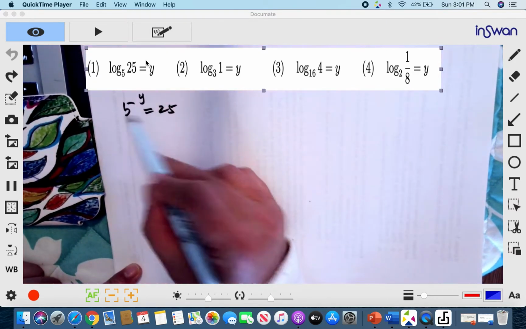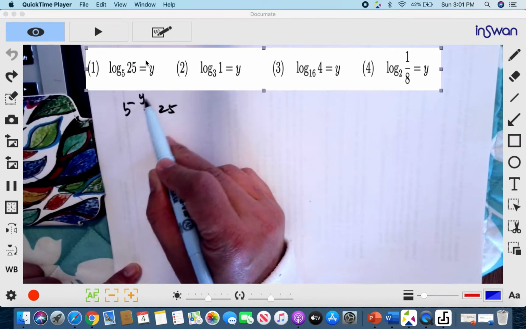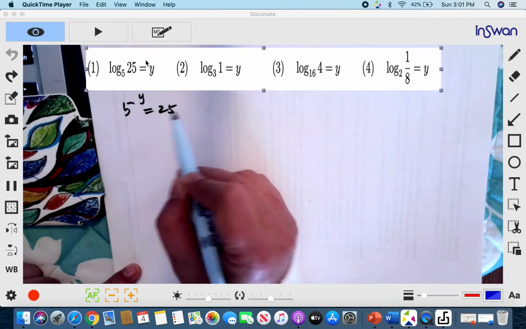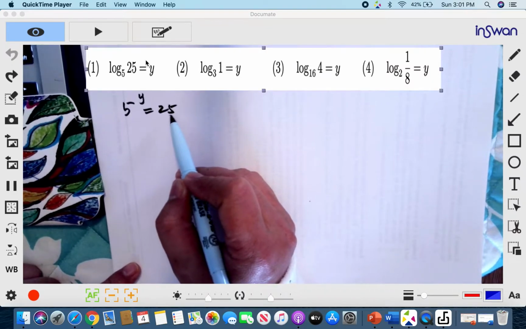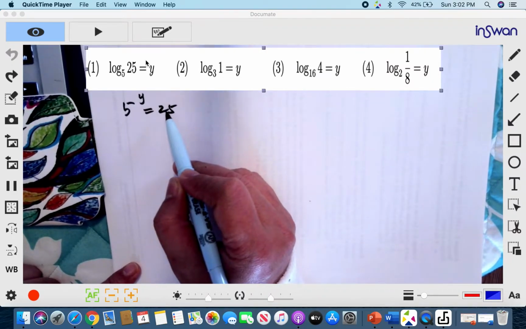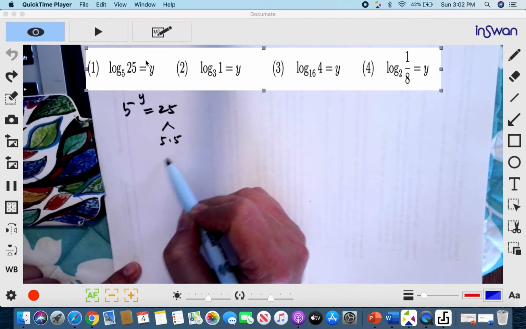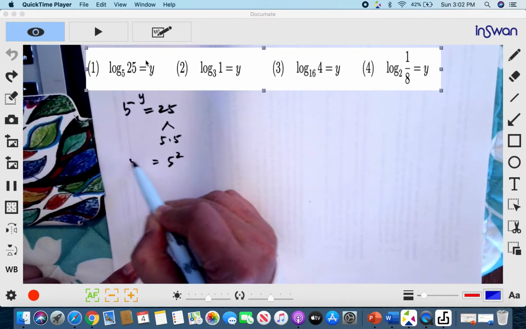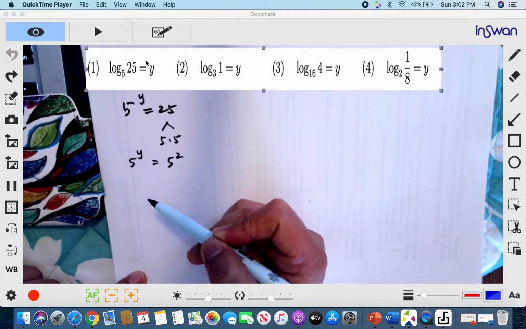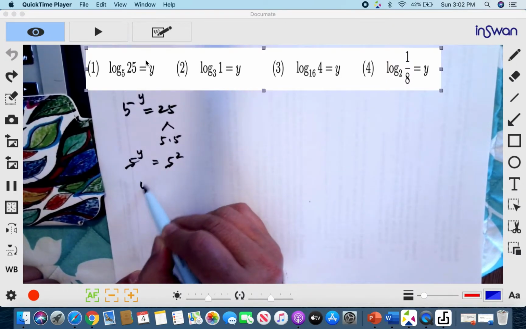So we would like to express 25 as base 5, because by principle, if the bases are equal, the exponents are equal too. So 25 is 5 times 5. Therefore, 25 is just 5 squared. And 5 raised to y equals 5 squared. So you can cancel 5, so y equals 2.